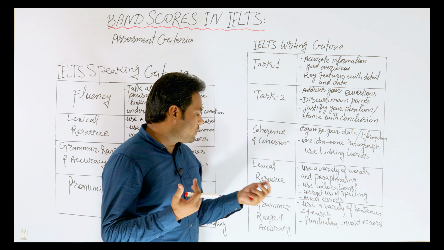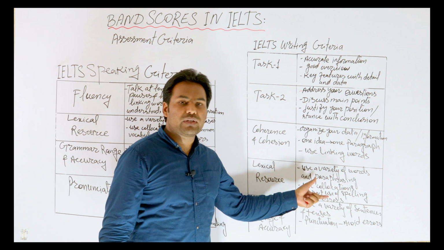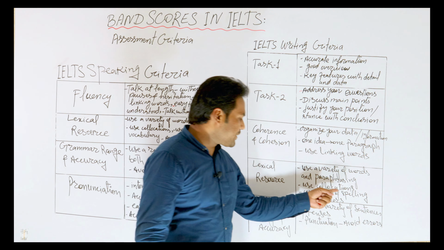Use collocations. Again, use those words which are used in groups. For example, fast food, easy book, best friend, right? So when you are talking about a friend, you must say he's my best friend. So best friend, these are two words which often go together. This combination of two words which often go together is called collocation.